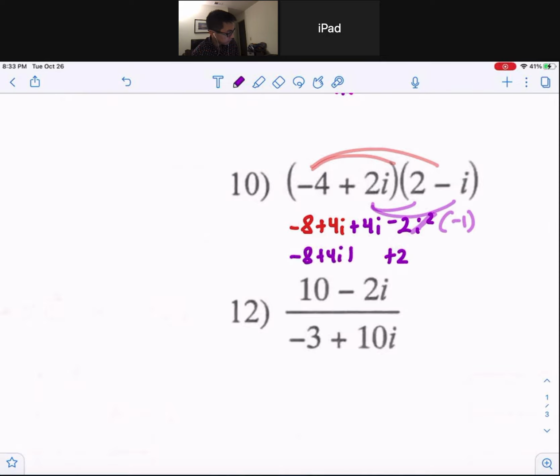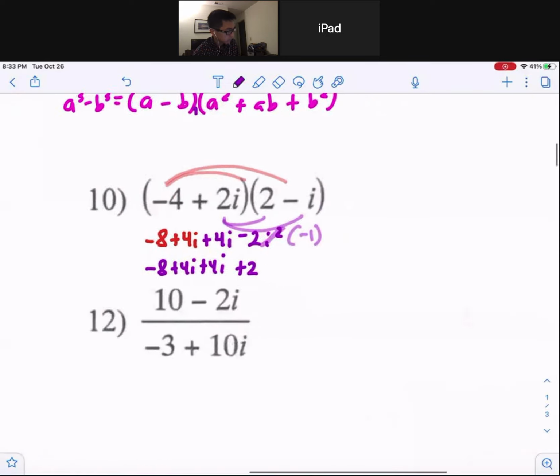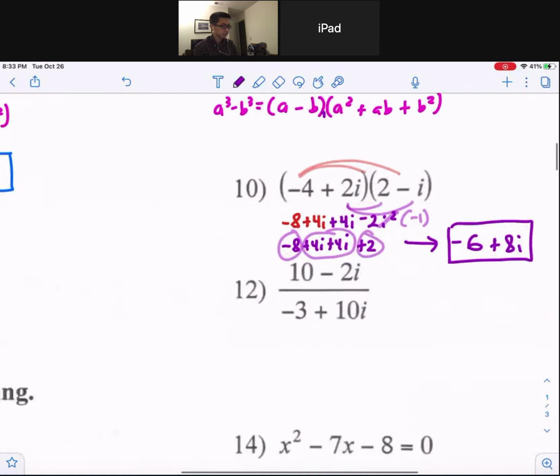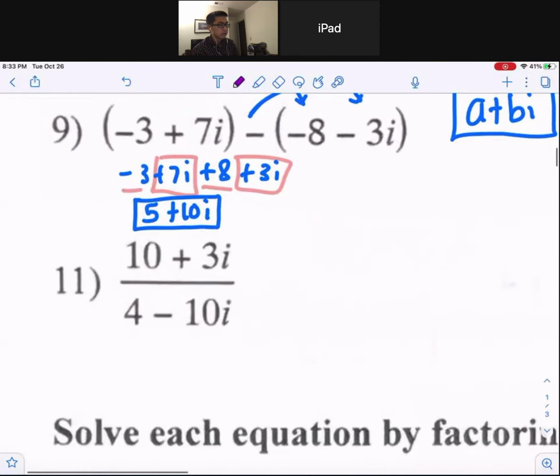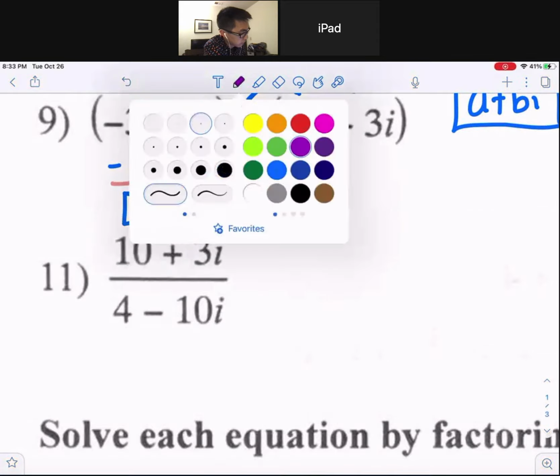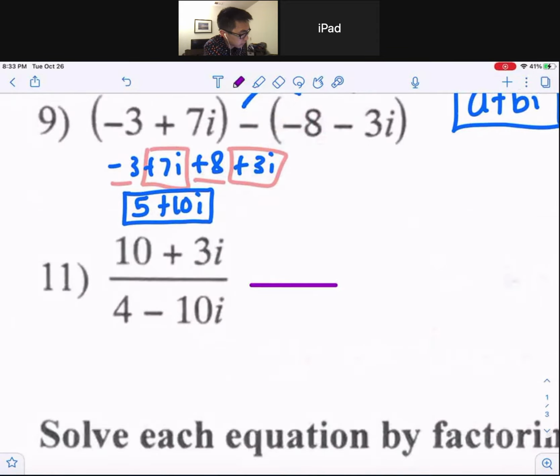Rewriting everything. Our two real numbers are negative 8 and 2, so combine those first. That's negative 6. And our two imaginary numbers, 4i plus 4i, it's plus 8i. Negative 6 plus 8i. Okay, number 11. So, to divide this, you have to multiply top and bottom by the conjugate of the denominator. The conjugate is the opposite of this sign. 4 plus 10i, 4 plus 10i.